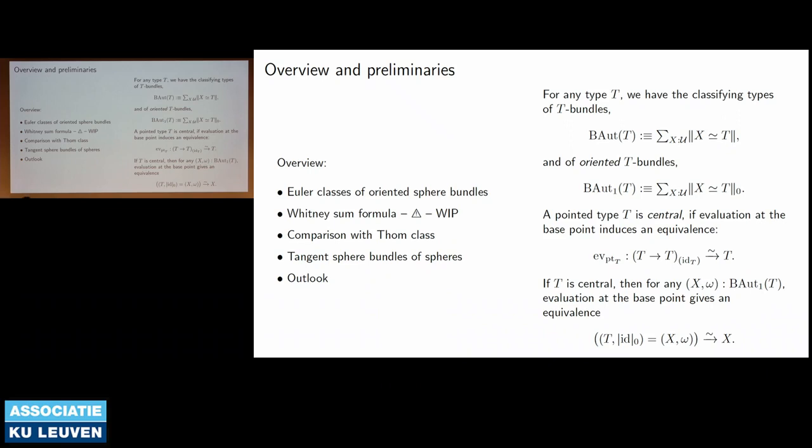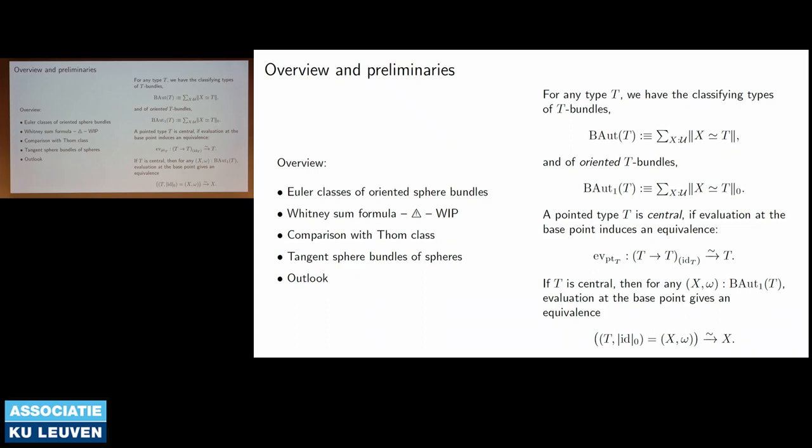And then with the same co-authors, we had a paper last year on central types. So let me just recall the main results. A pointed type is central if evaluation at the base point gives you an equivalence from the connected component at the identity to the type itself. So you always have this map, and if this map is an equivalence, we say that T is central.